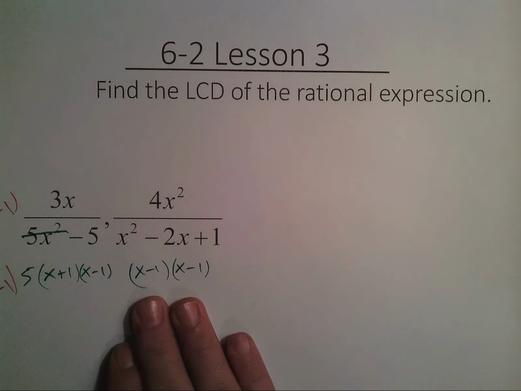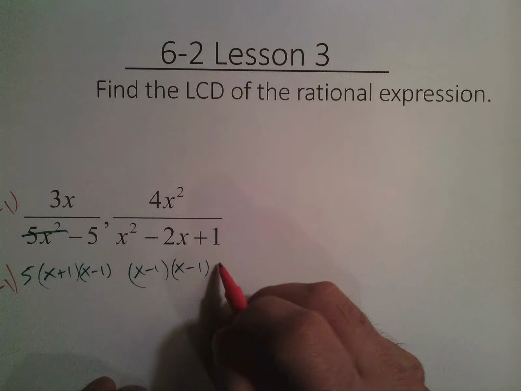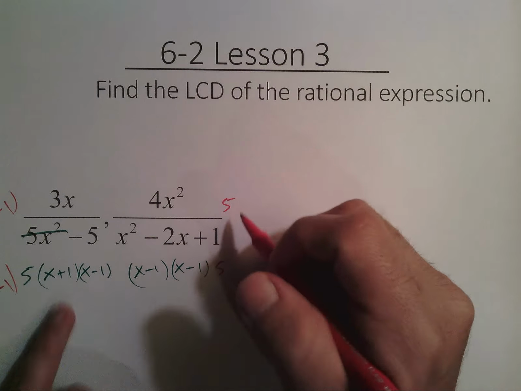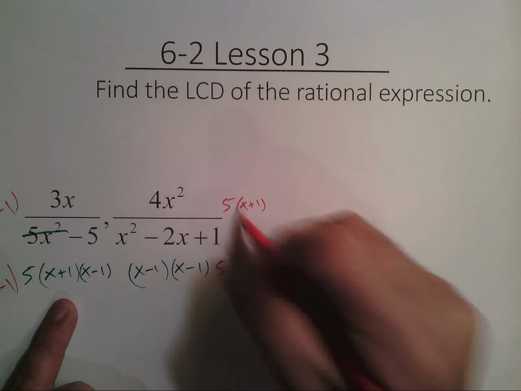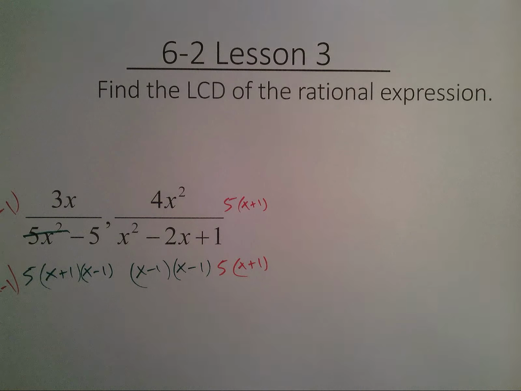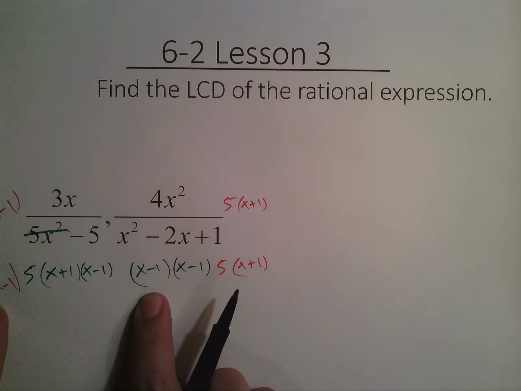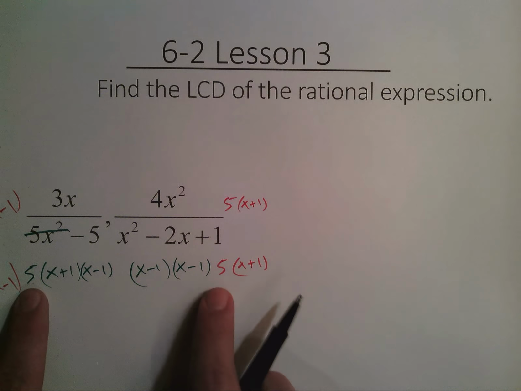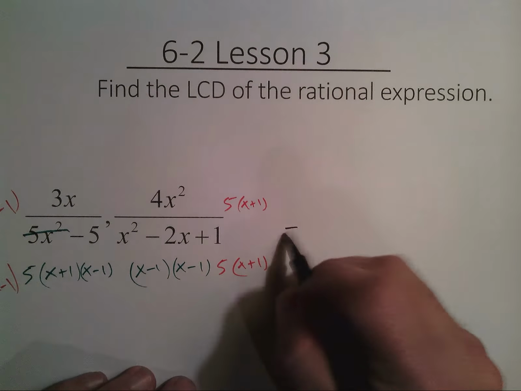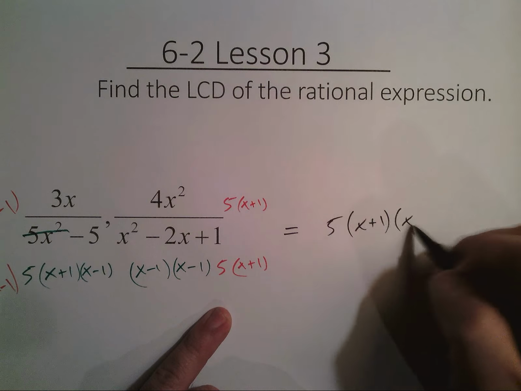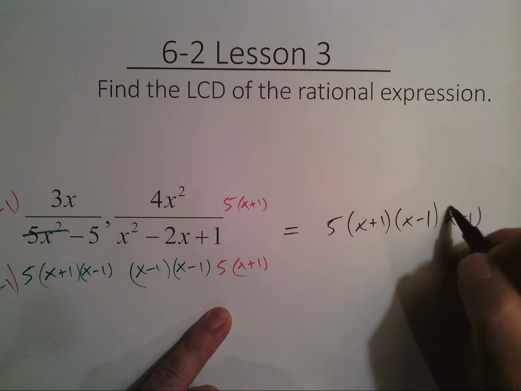Now on my second one, well, it doesn't have a 5 and it doesn't have an x plus 1. So if I'm trying to find the denominator common to both of them, I would need both of those pieces. So now my bottom for both of these is going to be x minus 1, x minus 1, x plus 1, and 5. So my LCD is 5, x plus 1, x minus 1, x minus 1.